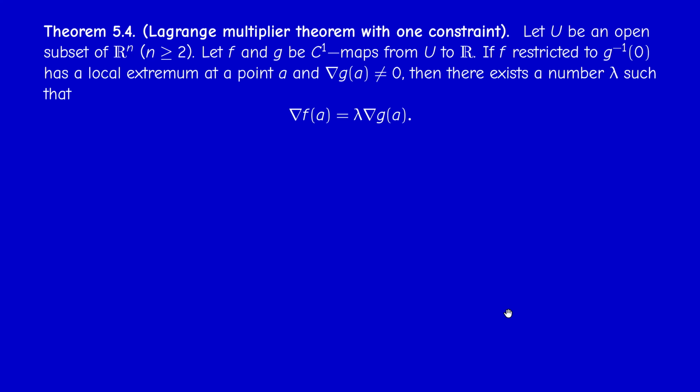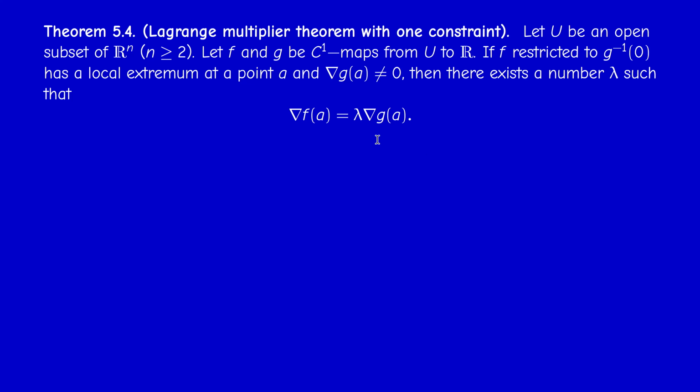So consider two smooth C1 maps from an open subset Q of Rn, with n at least two, into R. And this is the statement: if f restricted to the surface has a local extremum at some point A and the gradient of g does not vanish, then the gradient of f at A and the gradient of g at A are linearly dependent, and the ratio of proportionality is called lambda. So the gradient of f is proportional to the gradient of g.